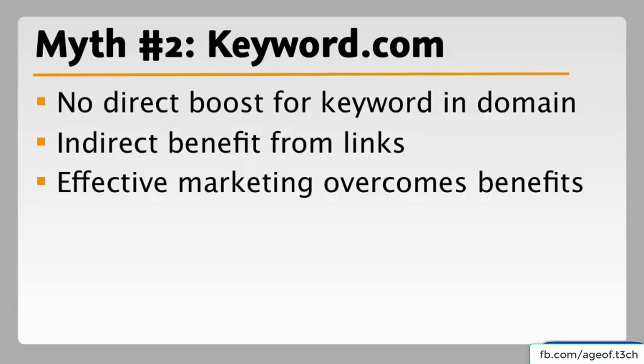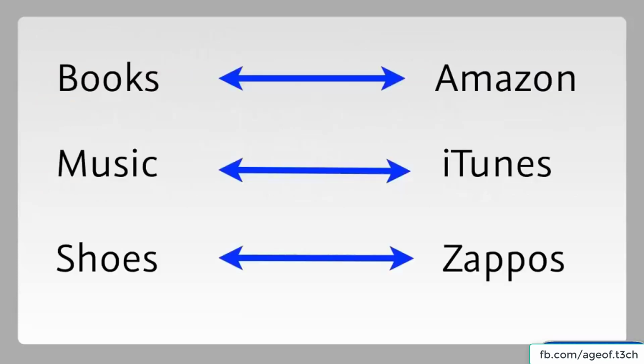For example, when you think of books, who do you think of? If you're going to go online and buy books, most people think of Amazon. Right now, iTunes is the number one source of music. Zappos is one of the top retailers of shoes. You see, these are three brands that did not have the keyword in the domain, and did it stop them from dominating the market? Absolutely not. Great marketing can overcome having a keyword in the domain. Otherwise, we'd be talking about books.com, music.com, and shoes.com, which really no one does.